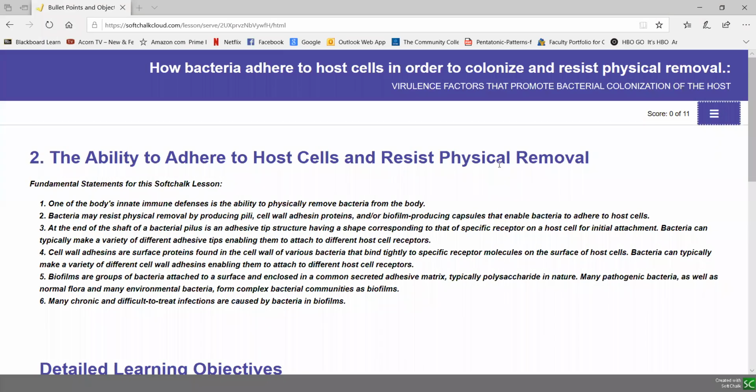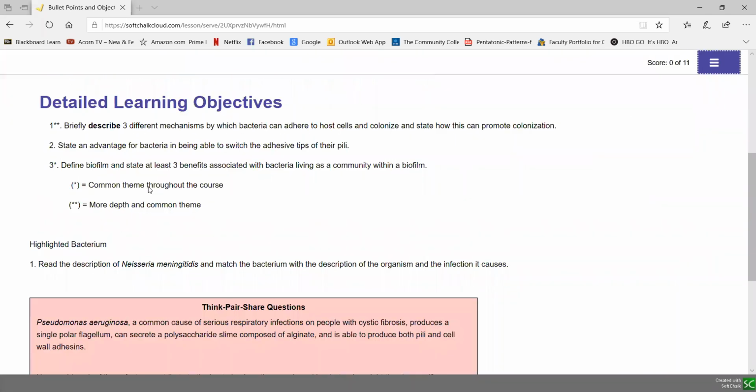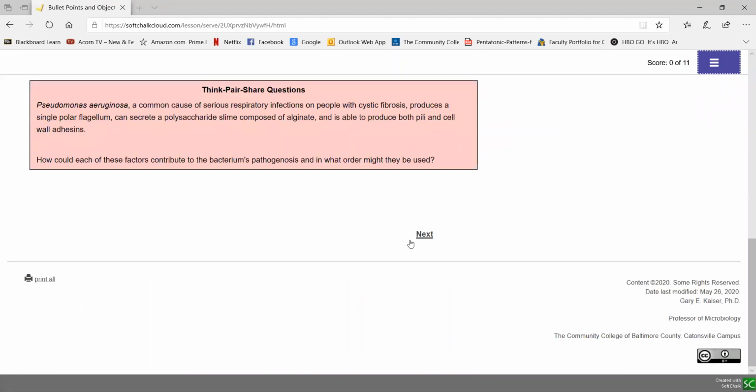In Unit 3, Lecture 1, Part 3, we're going to be looking at the role the ability to adhere to host cells and resist physical removal plays in a bacterium's ability to colonize the host. Once again, make sure you read your fundamental statements or bullet points for this SoftChalk lesson and learn the detailed learning objectives that you'll need to know for your Unit 3 exam. We have another highlighted bacterium in this SoftChalk lesson, Neisseria meningitidis.